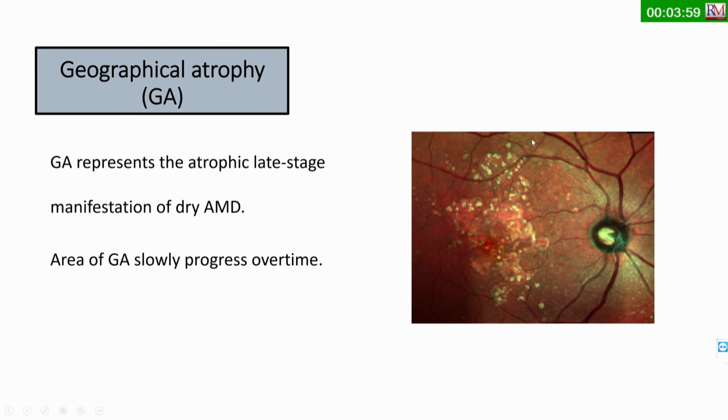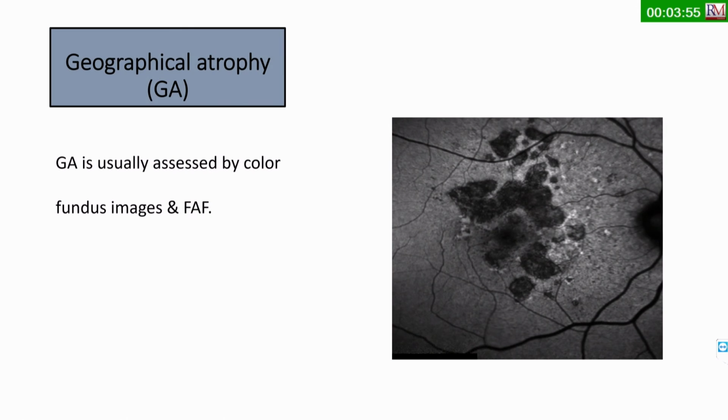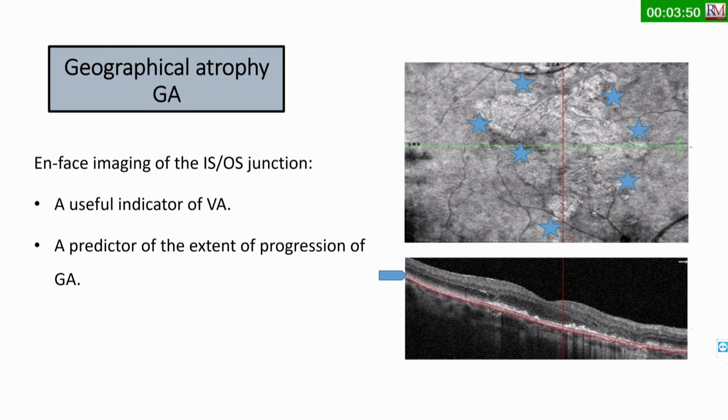Geographic atrophy. Geographic atrophy is the end stage of dry type AMD, and it progresses slowly over time. Geographic atrophy is usually diagnosed by color photo and fundus autofluorescence. Geographic atrophy can also be diagnosed by en-face FAST image.